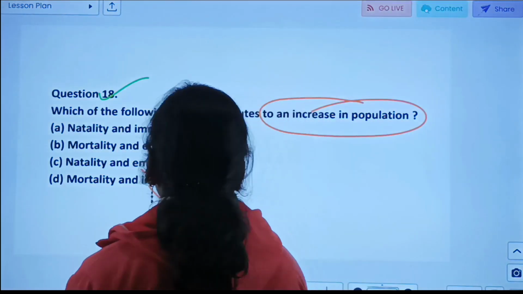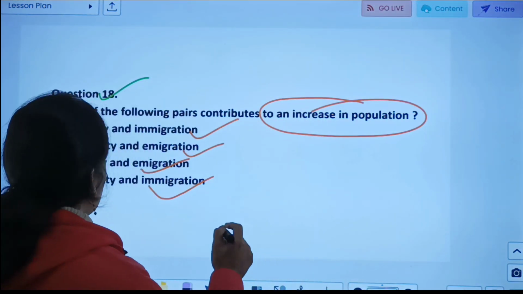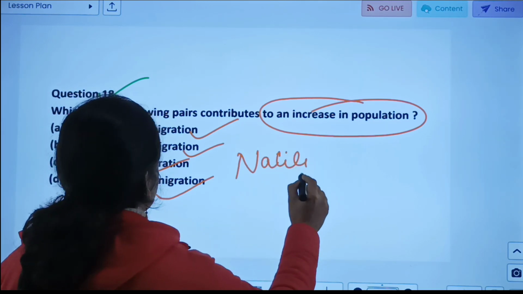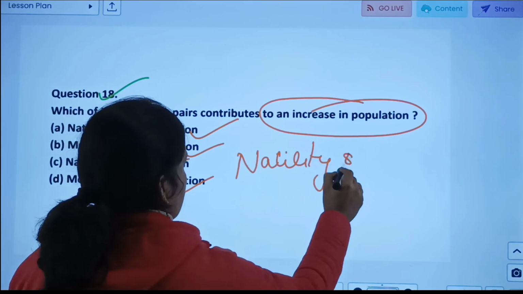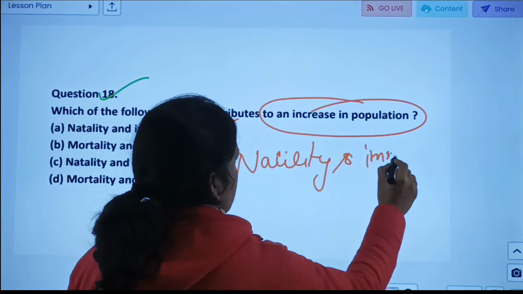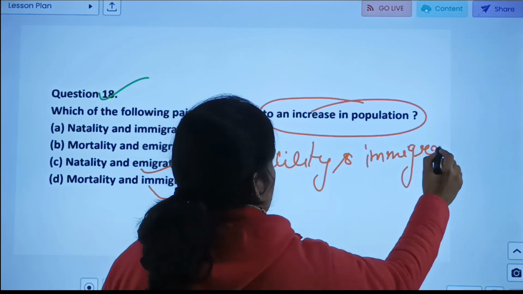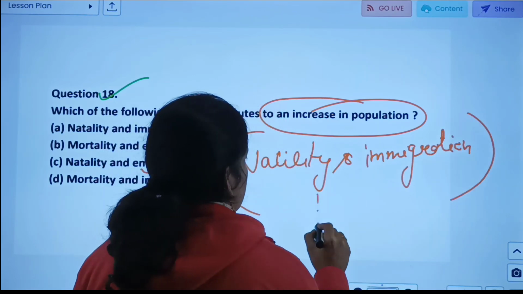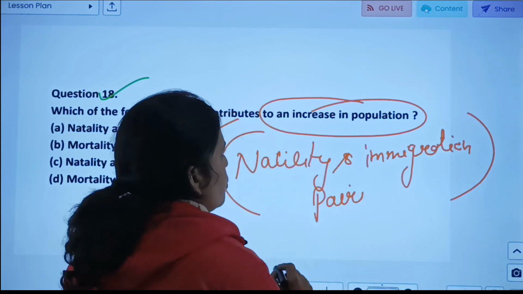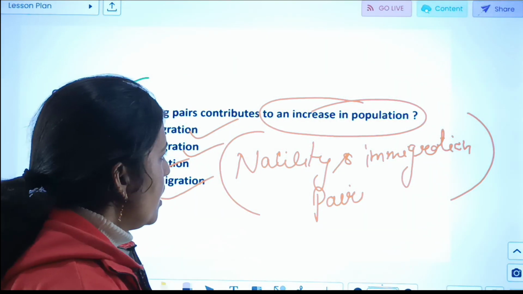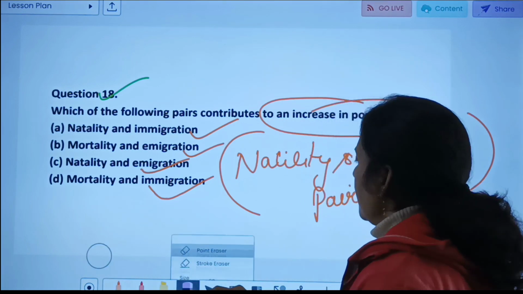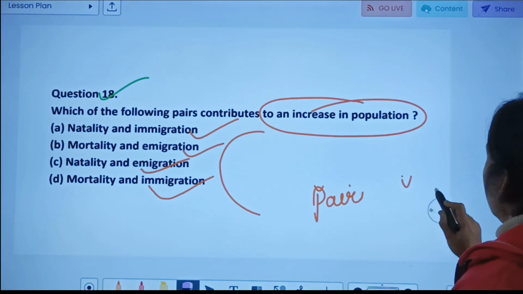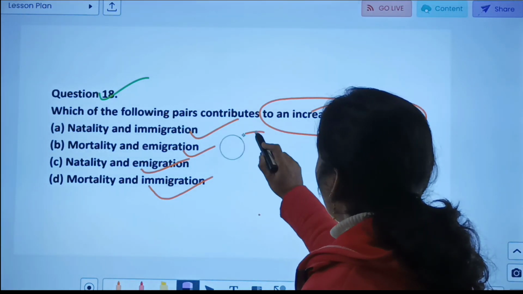So out of these following pairs, the pairs which contribute to an increase in a population is natality and immigration. So these are the pairs which contribute to an increase in a population. So here this is the right answer for the question number 18.